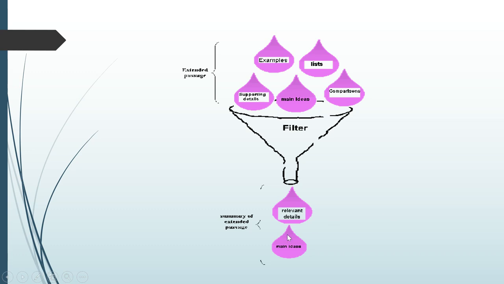You are only going to keep the main idea and the relevant details. Relevant details means only those main points, those assisting points which are going to go along with the main idea. That's it. No lists, no examples, no comparisons. So from 5 things you have reduced it to 2. That is sufficient. So this is where the extended passage has these many things. When you filter or shorten it, summarize it, it is reduced to the summary of the extended passage, which is 2 out of those 5 things.